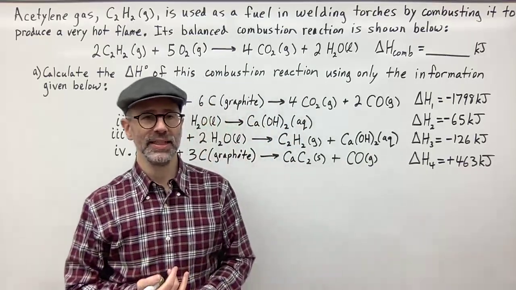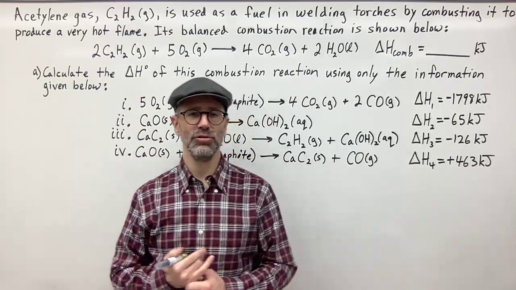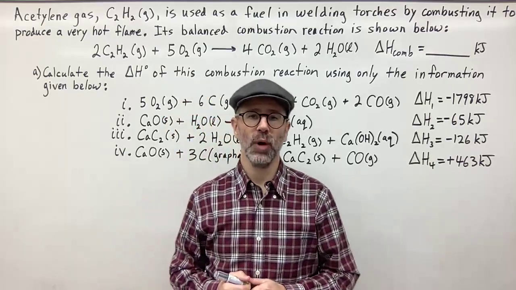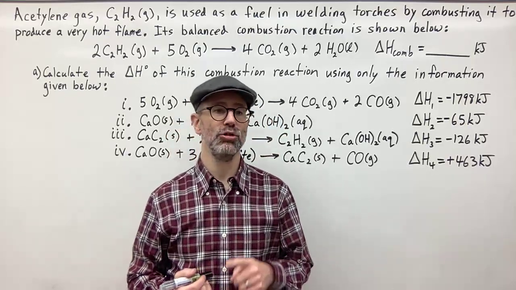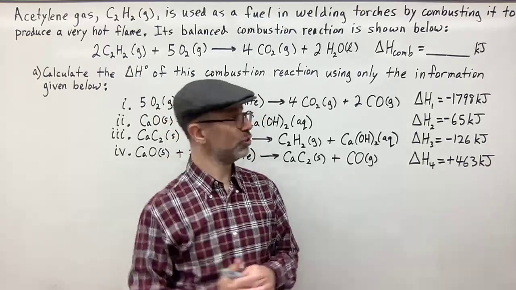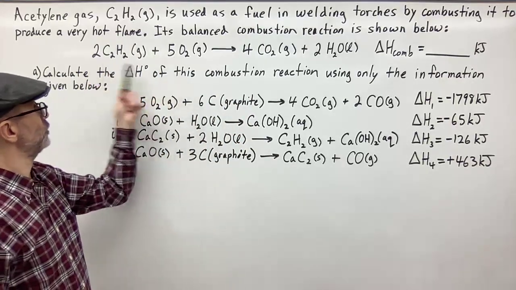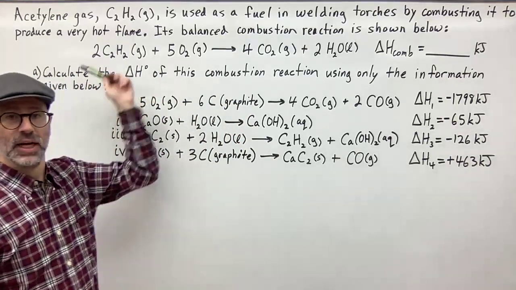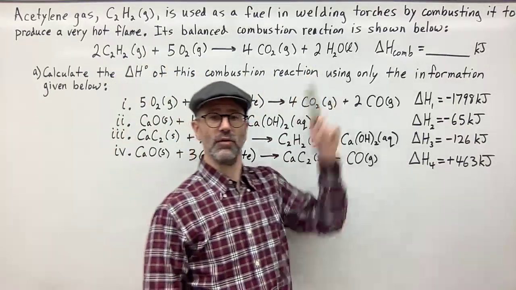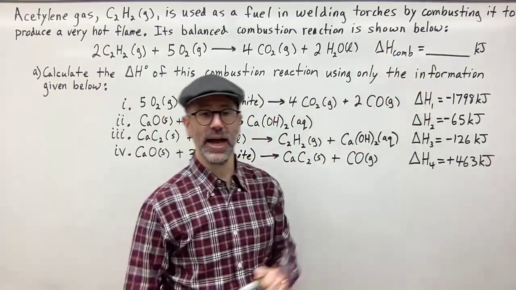So here we have acetylene gas, C2H2. It is used as a fuel in welding torches by combusting it to produce a very hot flame. Its balanced combustion reaction is shown below. So the acetylene gas is reacted with oxygen. We have 2 moles of acetylene gas reacting with 5 moles of oxygen to produce 4 moles of carbon dioxide and 2 moles of water. And so we want to find the heat of combustion for this reaction.